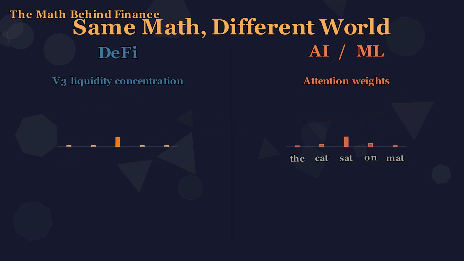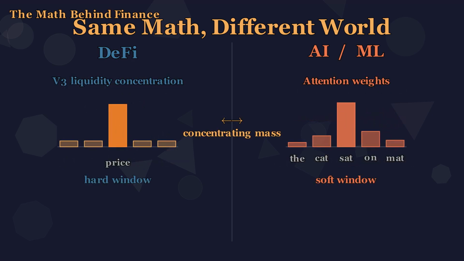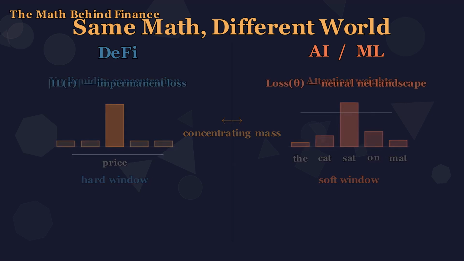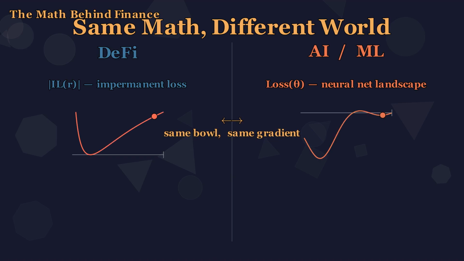Uniswap V3 concentrates liquidity into a price range, a hard window. Attention concentrates into a few tokens, a soft window. Both put mass where the signal is. And the impermanent loss curve? The same bowl shape you find in a neural network's loss landscape.